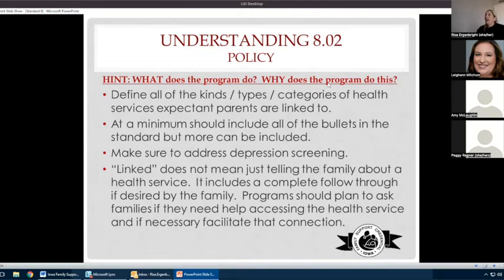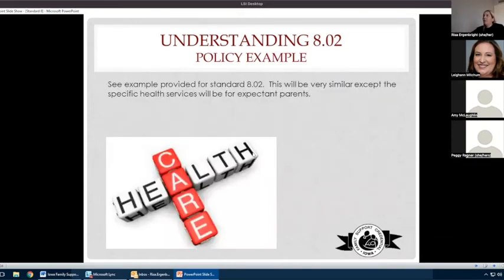And again, linked is not just telling them about it. It's that complete follow through, if the family wants help or wants to access the service, is interested in that service, and then maybe even needs help accessing it. Policy example.